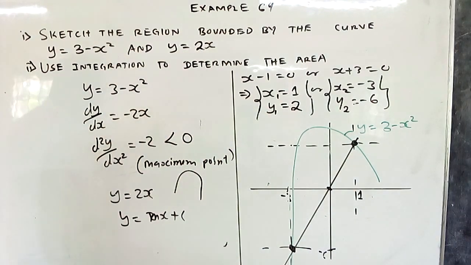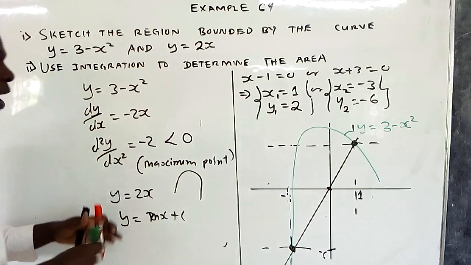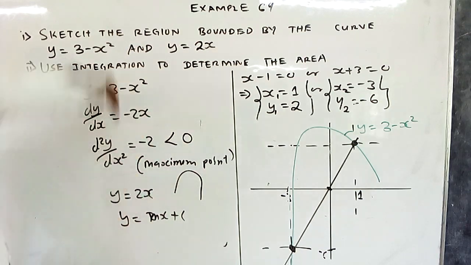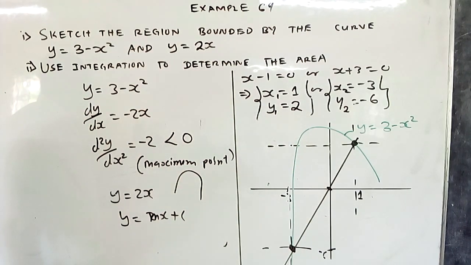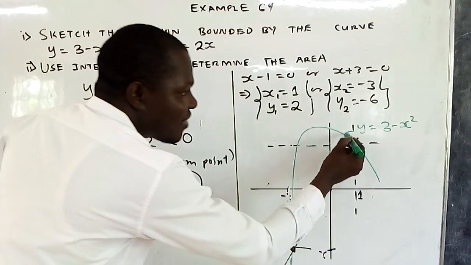So it means what we were interested in is knowing how this curve is turning. Is it a maximum or a minimum? But we are not interested in that turning point. Okay? Are we good? So we've sketched the 2 curves.